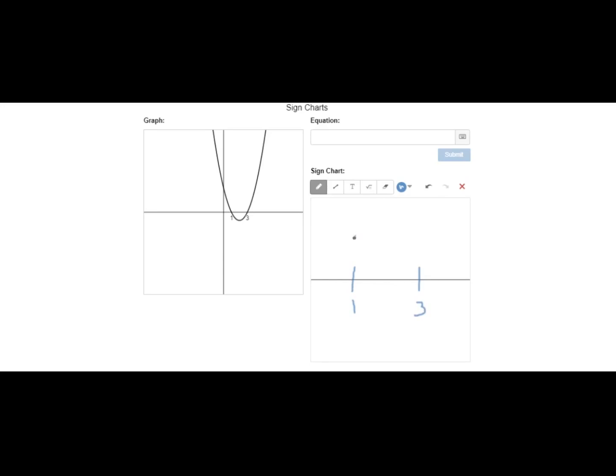I know that at 1, I'm neither positive nor negative, so I'll put a 0 there. Now on the left side of 1, I am positive. I'm positive all the way up until I hit 1, so I'm going to put a plus sign here. Then between 1 and 3, I'm below the x-axis, so I'm going to call that negative, minus sign. And then on the right side of 3, I go back to being positive, so I put a plus sign. So this is how you can create a sign chart using Desmos.